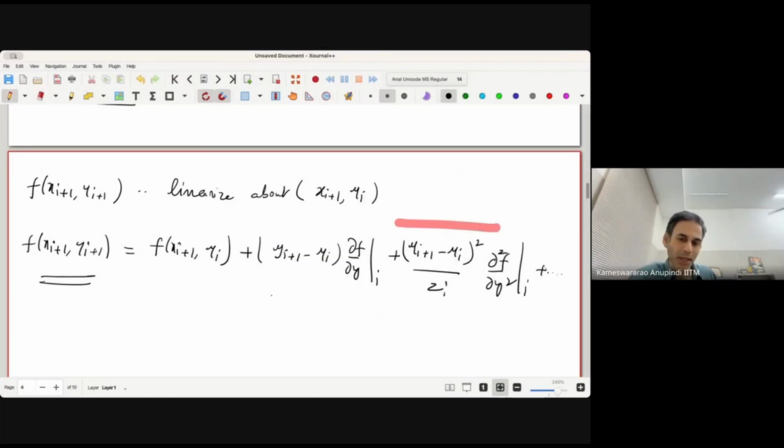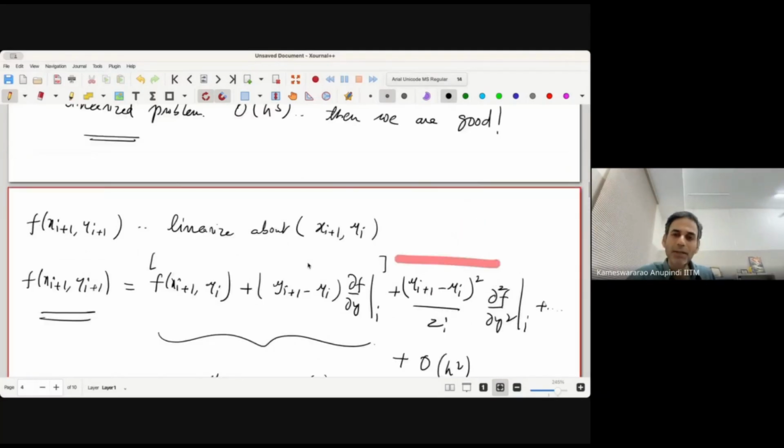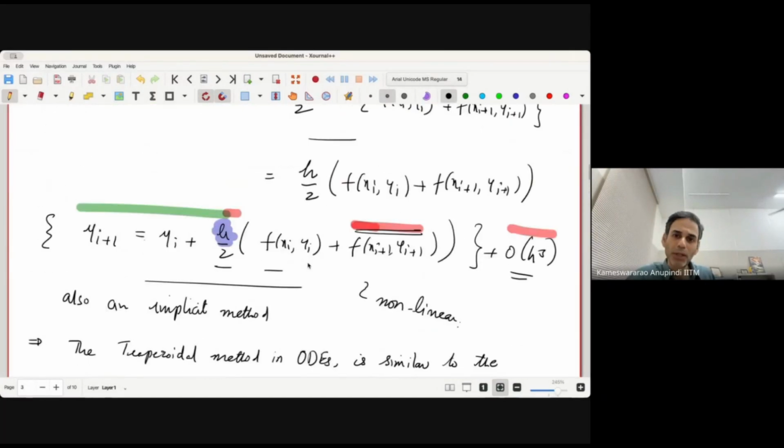What I'm saying here is that we just need to include the first two terms, because after this the term is going to be order h square, since yi plus 1 minus yi is order h. So that is the truncation error. If I include up till here, the truncation error I'm making is order h square. That order h square, when put in here, is multiplied with h by 2, which is order h square times h, order h cube.